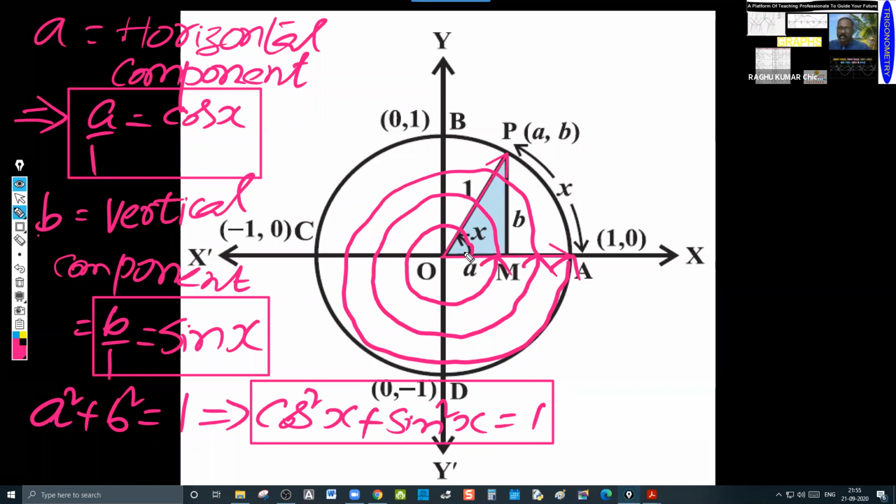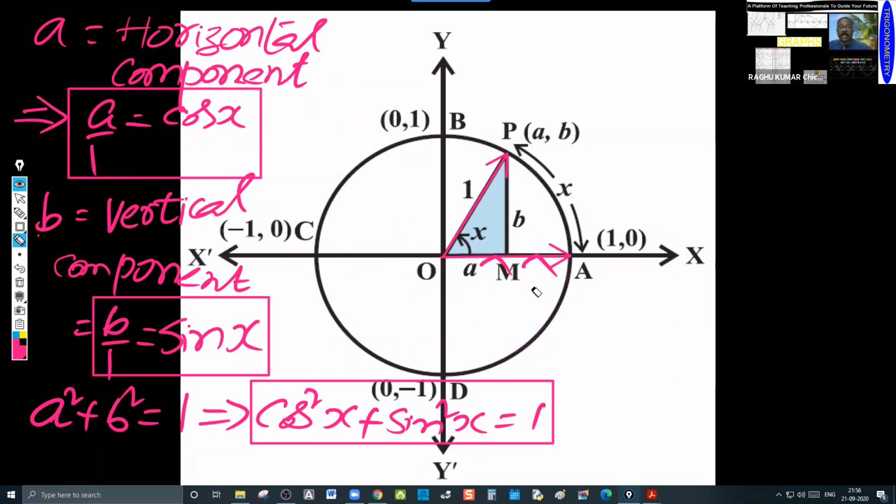But what is happening? Whatever the revolution is, in the first cycle, first quadrant, second quadrant, third quadrant, fourth quadrant. In the second cycle also, again, it enters into first, second, third, and fourth. In the third cycle also, it enters into first, second, third, and fourth. So there is no difference there. So what are we discussing first? We are discussing the first cycle for different values of x.